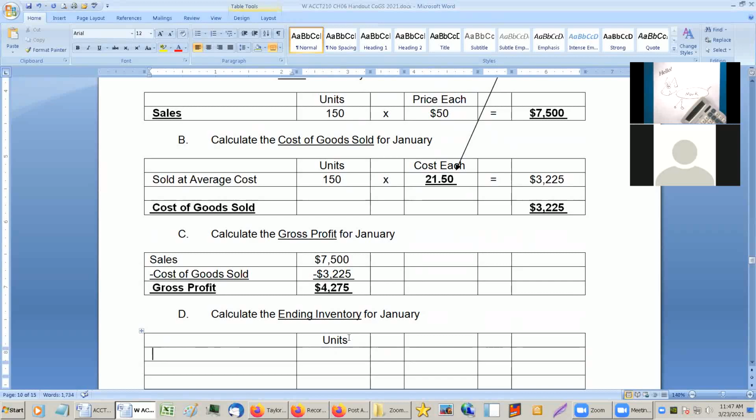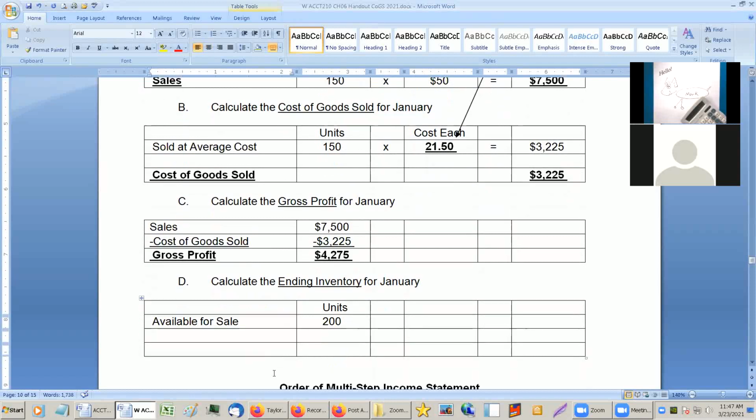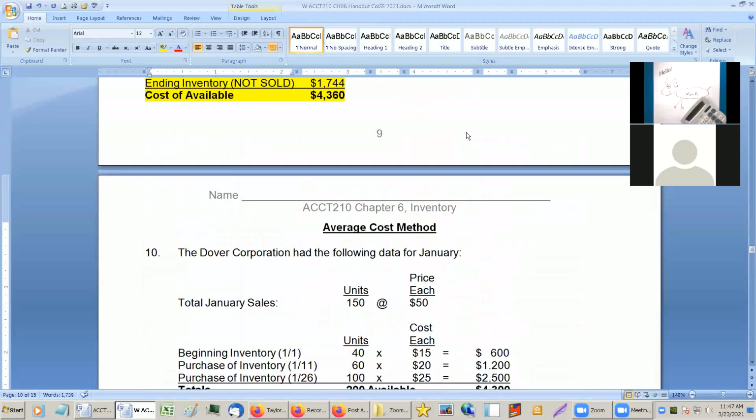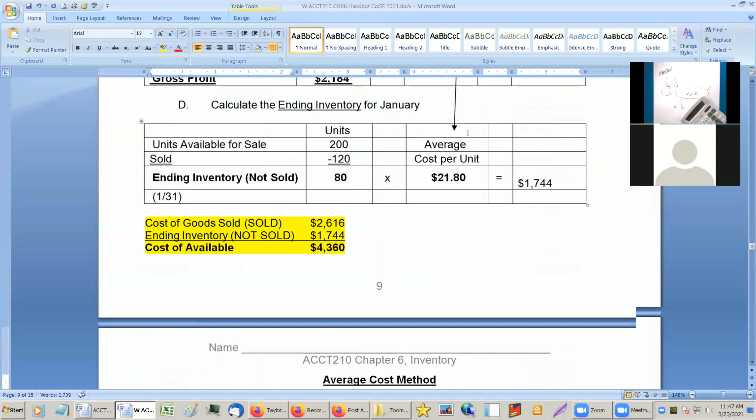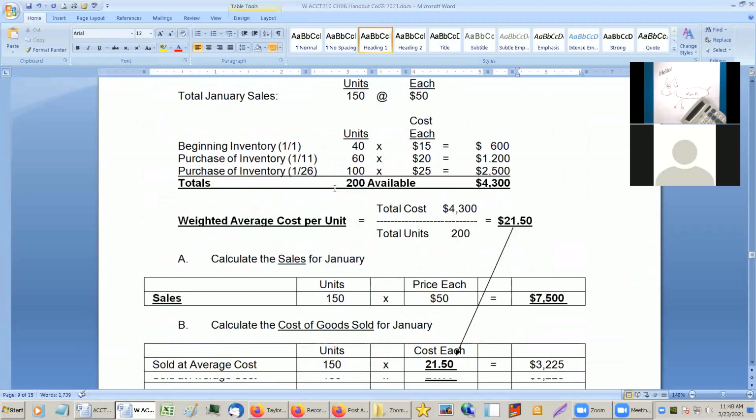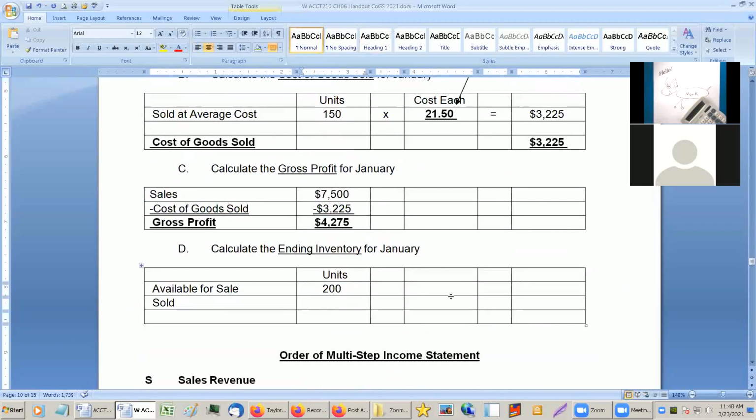Okay, so units we had available for sale. And I apologize if those are the same as the last time, the 200. They're not always going to be 200 units. That's just an unhappy coincidence. So available for sale was 200. We sold 150, leaving us with ending inventory.